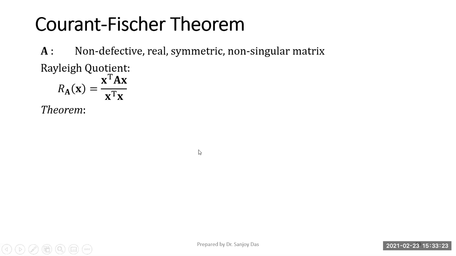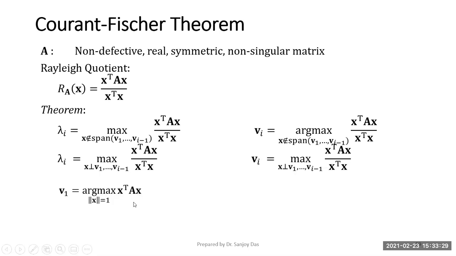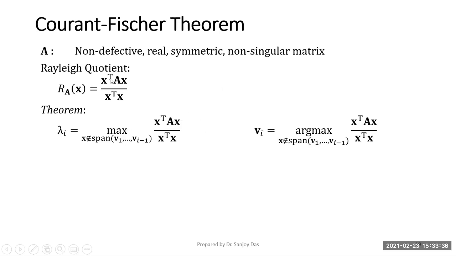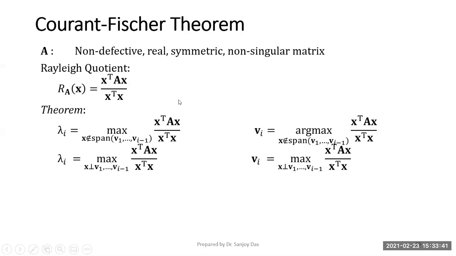Now, this Courant-Fischer theorem is something I'll leave as a little exercise. It's very trivial. Okay, now there we were considering the length of AX. Now let's consider X transpose AX. Let's say we want to maximize X transpose AX, where X must be a unit vector. Again, you can easily see that it'll be lambda 1.